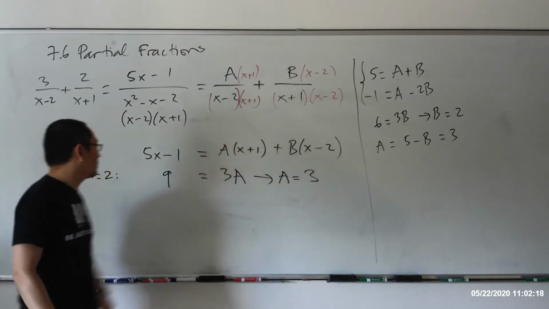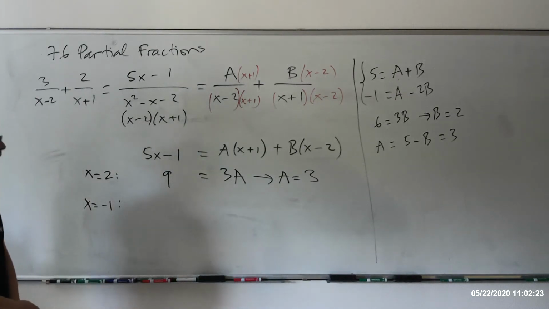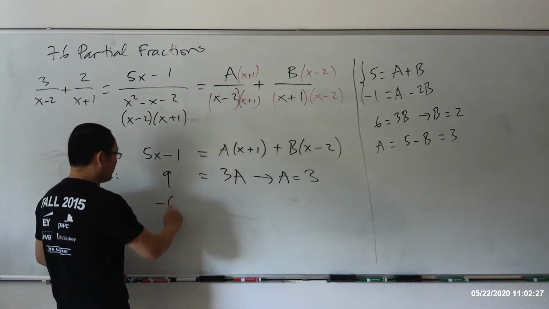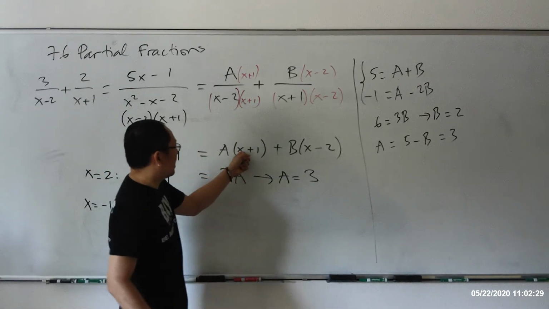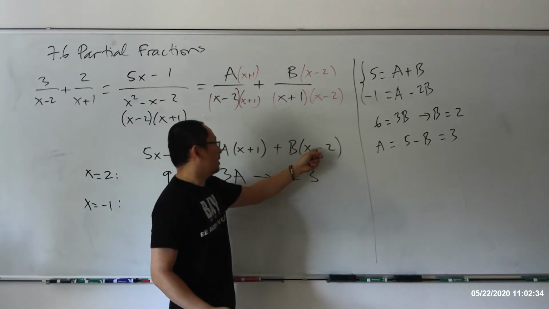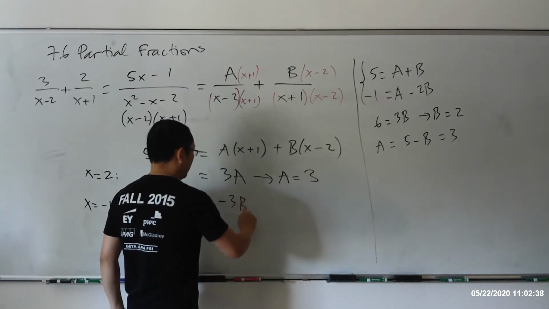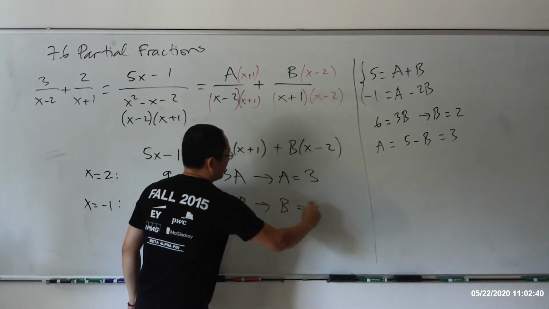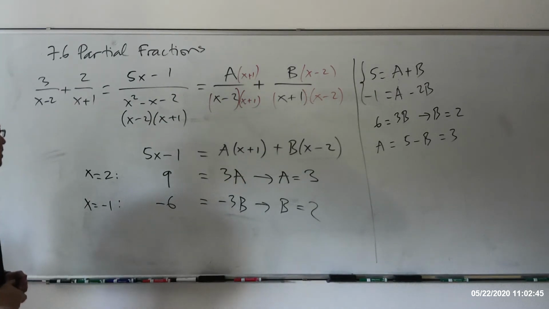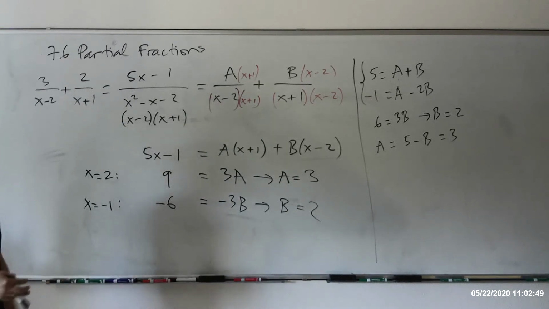What if I plug in x equal to negative 1? Okay. 5 times negative 1 is negative 5, minus 1 is negative 6, equal to negative 1 plus 1 is 0 times a, 0. Well, what about the b term? Negative 1 minus 2 is negative 3, and b is negative 3b. And obviously b is 2. See? Only 2 lines. With this particular example, we have the answer right away without going through the system of linear equations, 2 linear equations with 2 unknowns.